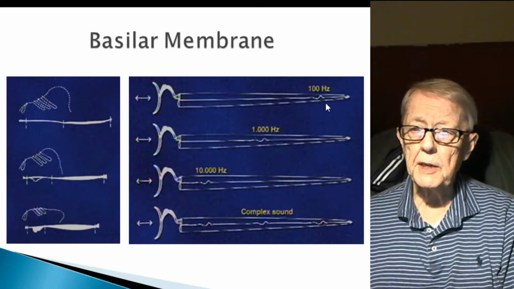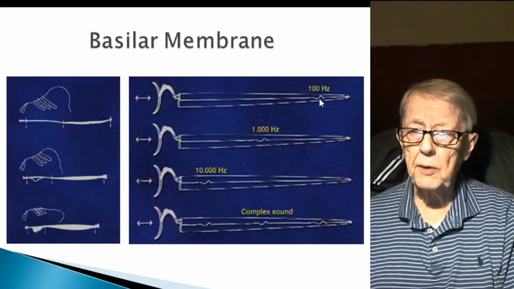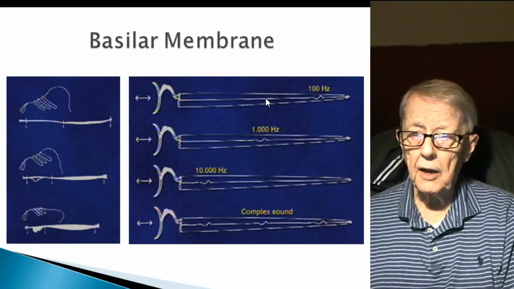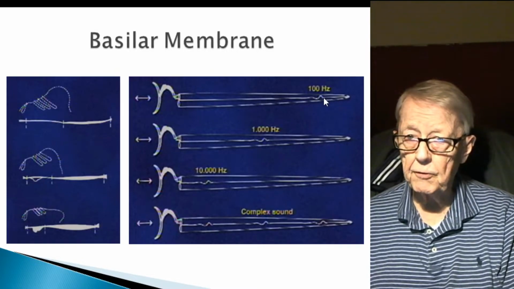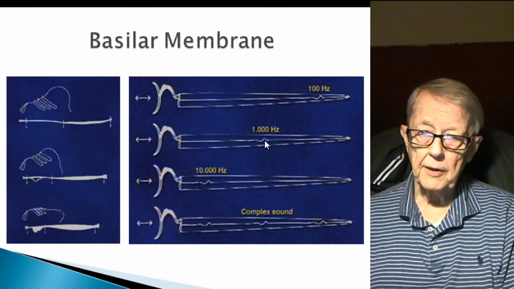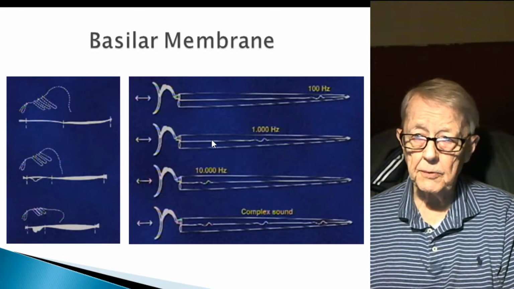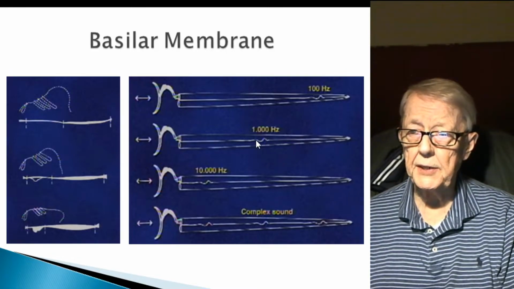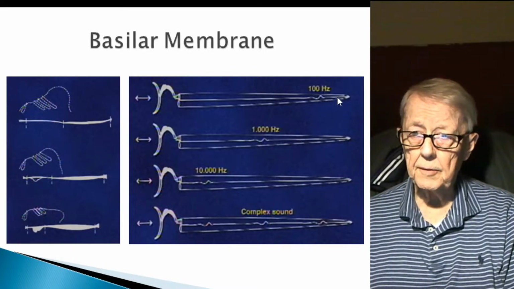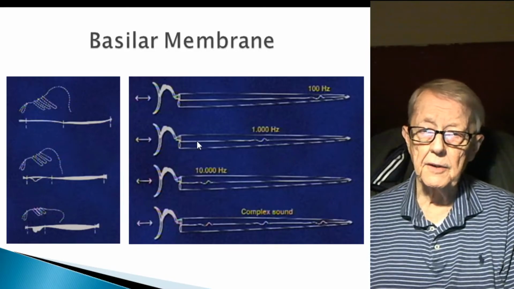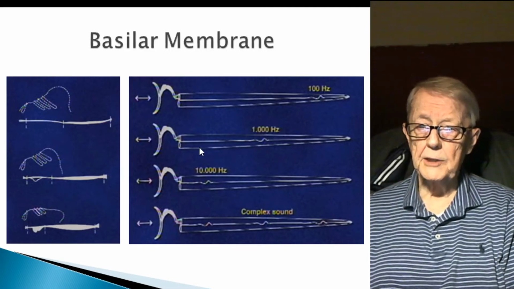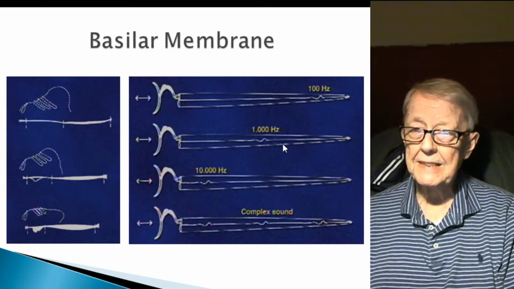One of the interesting things to note is that between the 100 and 1,000, there are 900 hertz change. There's 900 frequencies in here. Well, here there's 9,000 frequencies. So this thing isn't linear at all. There's more room for the low frequency, and there's less room for the high frequency.